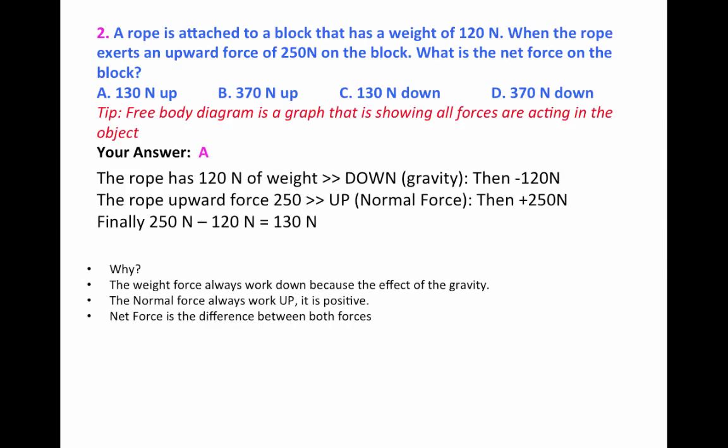This is my solution. The answer is A. Why? The block has 120 newtons of weight, down, gravity. Then minus 120 newtons. The rope upward force is 250, up, it is the normal force. Then positive 250 newtons. Finally, 250 newtons minus 120 newtons equals 130 newtons up.